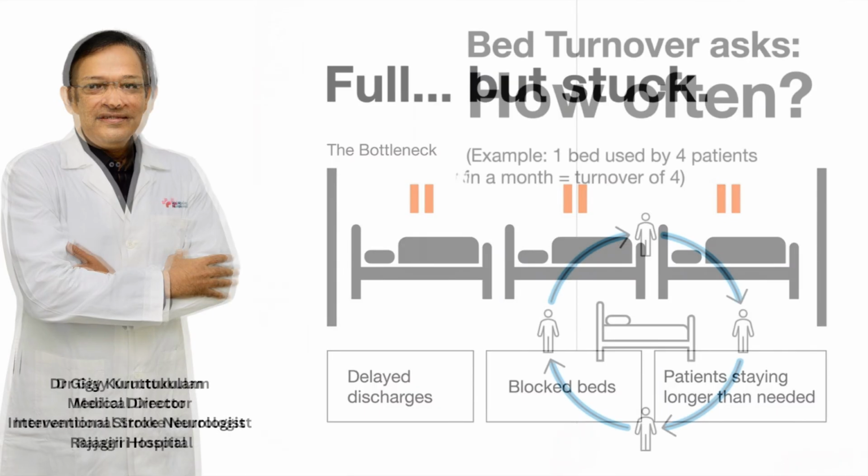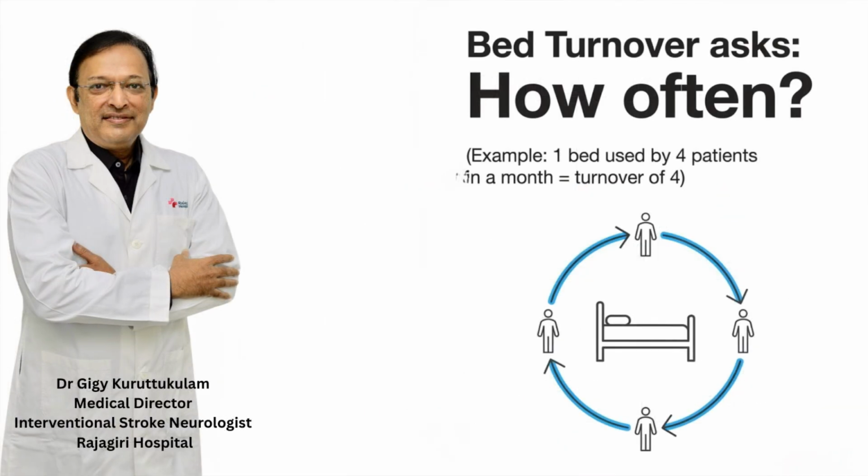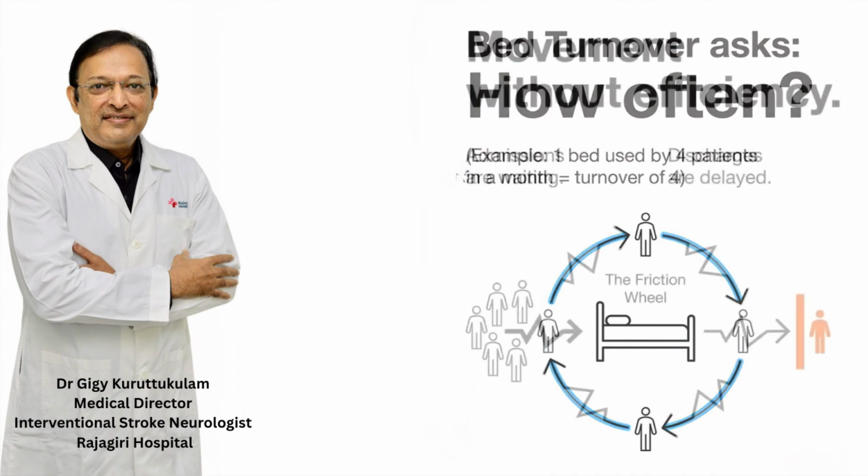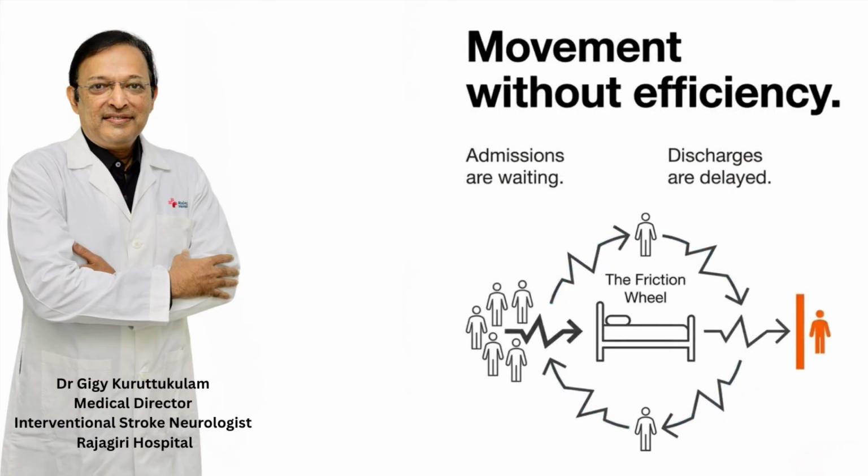Now let's look at bed turnover. This tells you how many patients used each bed over a period of time. In simple terms, it measures how often a bed gets reused. So if one bed is used by 4 patients in a month, the turnover is 4. This is better than occupancy because it shows movement. But even this is not enough, because turnover does not tell you how smooth or efficient that movement is.